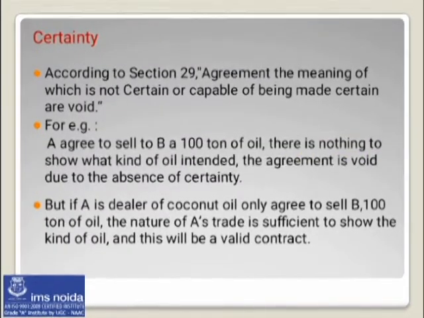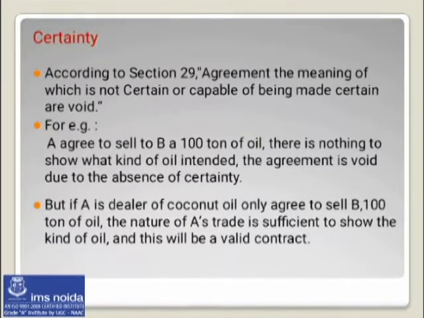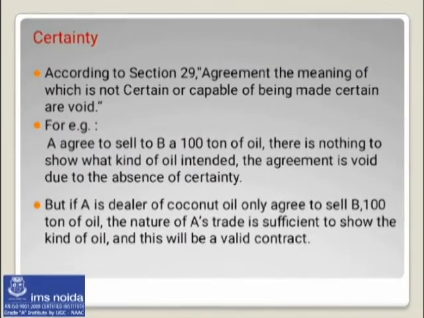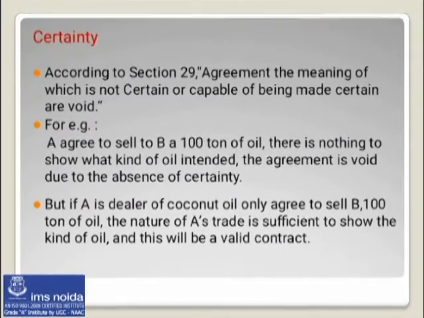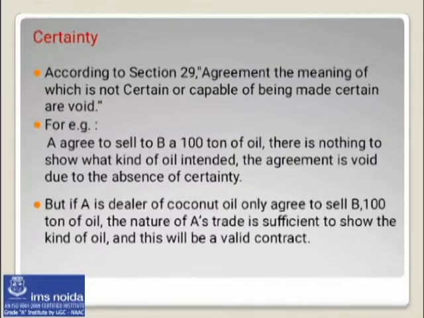Next is certainty. According to section 29, agreements, the meaning of which is not certain or capable of being made certain, are void. Certainty is also an important essential element for making a valid contract. For example, if A agreed to sell to B 100 ton of oil, but there is nothing to show what kind of oil is intended and what kind of oil he wants to sell, the agreement is void due to the absence of certainty. But if A is a dealer of coconut oil only and agrees to sell B 100 ton of oil, the nature of A's trade is sufficient to show the kind of oil, and this will be a valid contract.